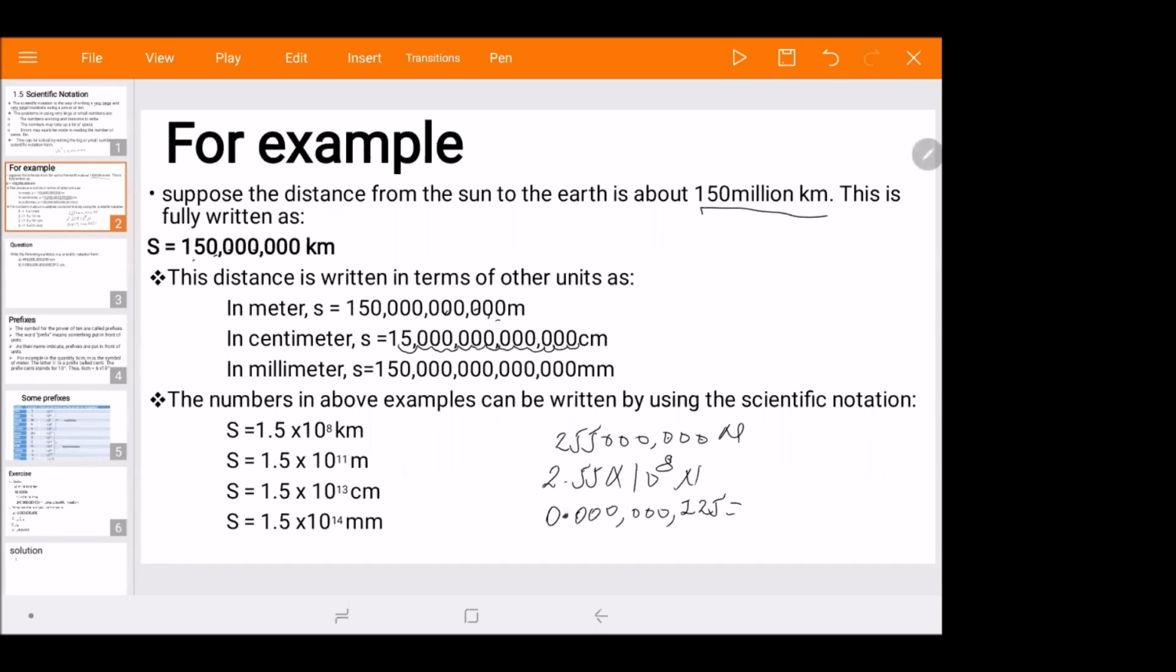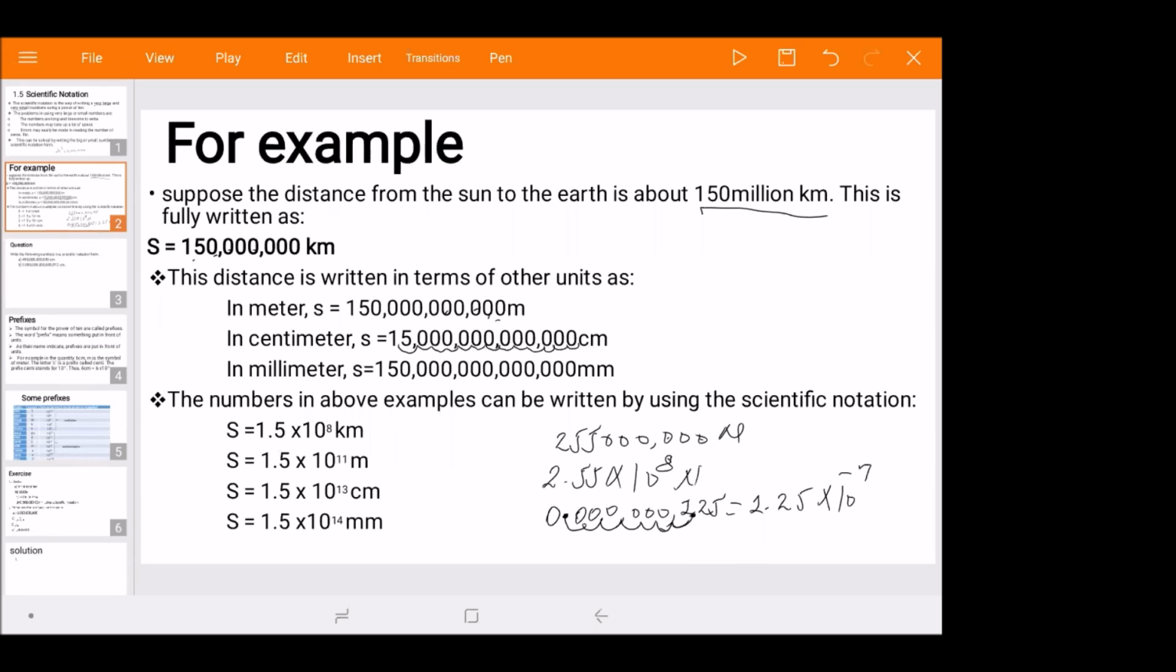Follow me. 1, 2, 3, 4, 5, 6, 7. Have you seen? Before the decimal point, we must have one digit. Therefore, 1, 2, 3, 4, 5, 6, 7. Therefore, 1.25 times 10 to the power of, not positive, negative 7. Have you seen the difference between them? Yes.